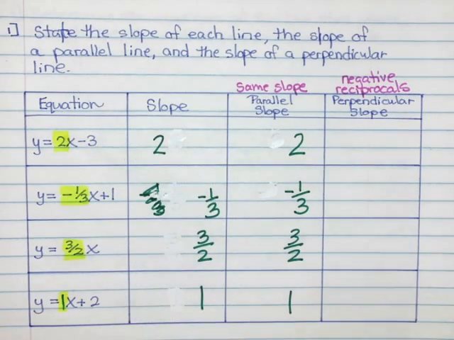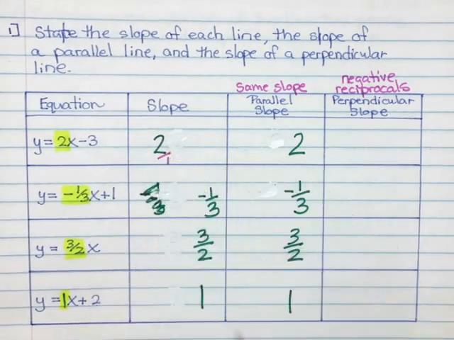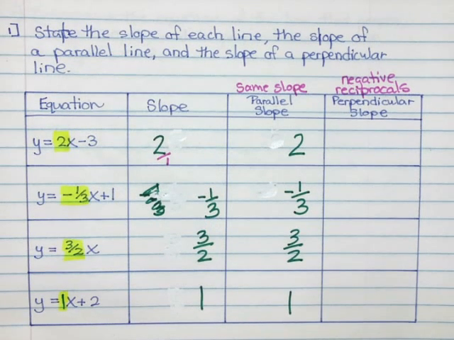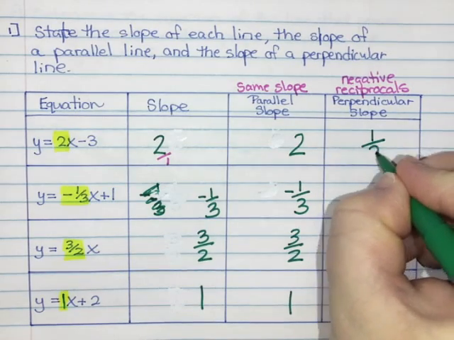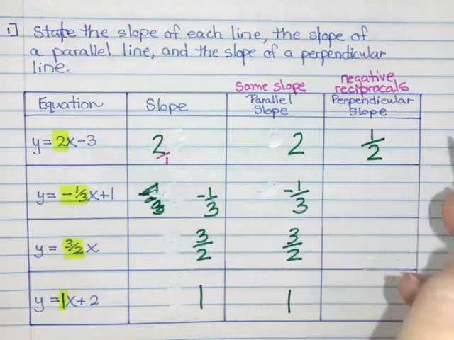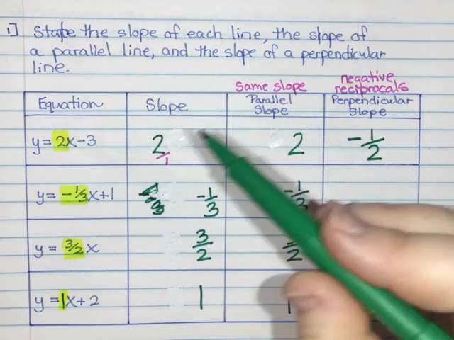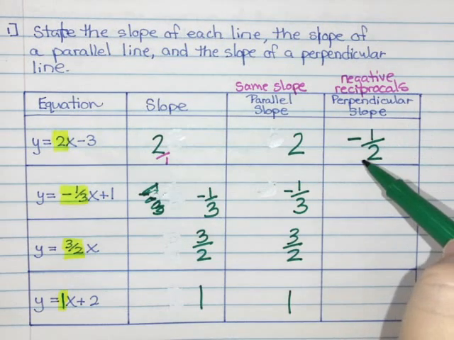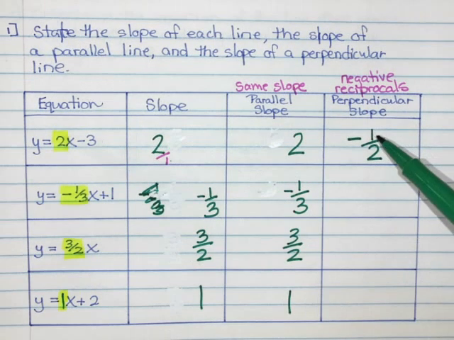That 2 is secretly a 2/1. If I were to flip that over, I would get the fraction 1/2. And then this was positive, so this one needs to be negative. So a negative reciprocal means we change the sign. So this was positive, so this one's going to be negative, and you flip it over. So this was secretly 2/1, so now it is 1/2.